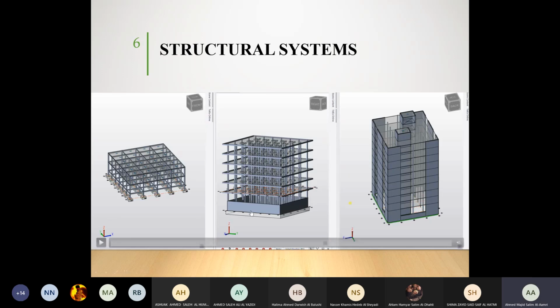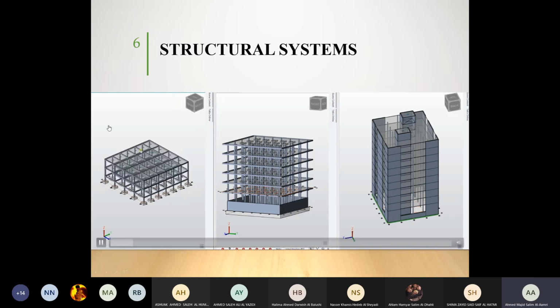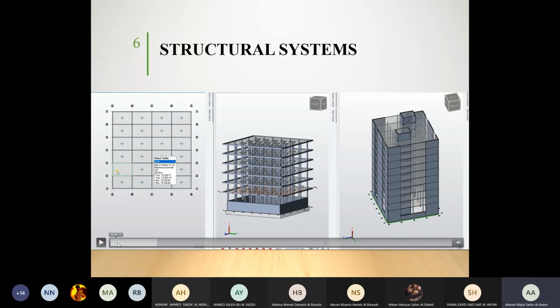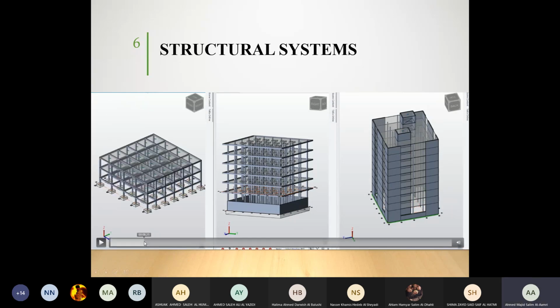The last thing that we are going to highlight for you before closing up this particular lecture is going to be the structural systems. So you should know that we have different structural systems. This is whatever we call the regular structural systems. These are all skeleton or frame type. Okay. So we have the first type, which is a regular frame.